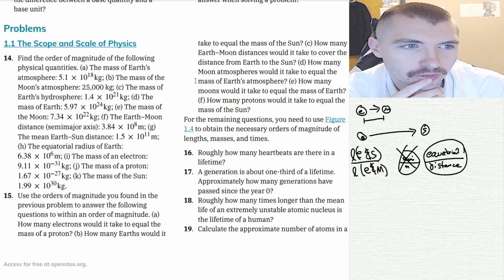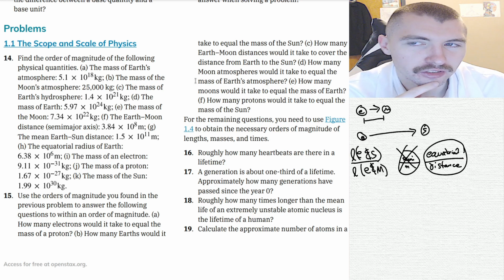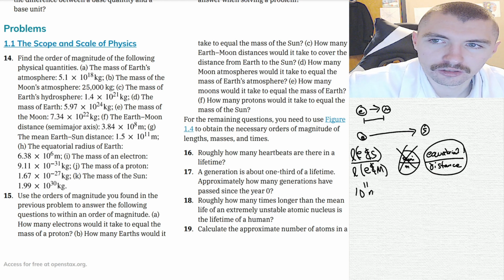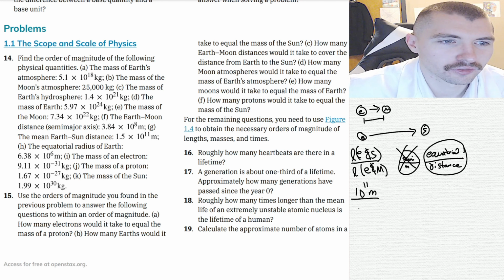So we know the mass of the Earth's atmosphere, mass of the Moon's atmosphere, mass of Earth's hydrosphere, the average Earth-Sun distance. Okay, so there's our key point. Average Earth-Sun distance is 10 to 11 meters. We're taking that divided by Earth-Moon distance. Okay, so I'm assuming it is 10 to the 9 because that's the only other distance they talk about.